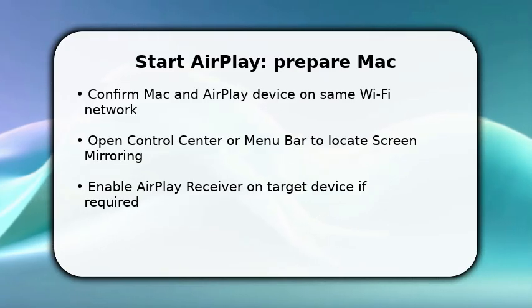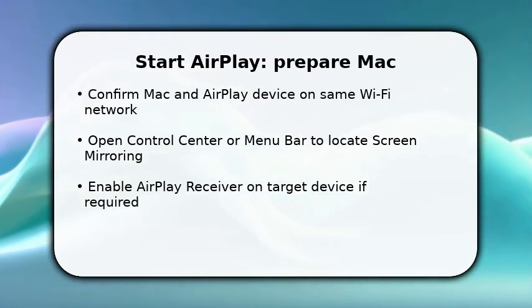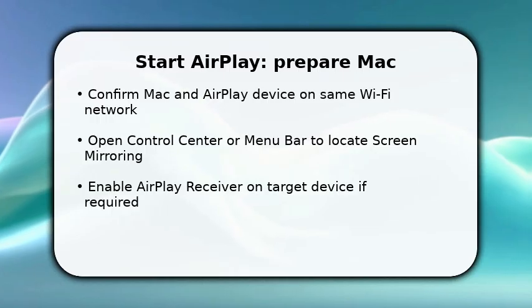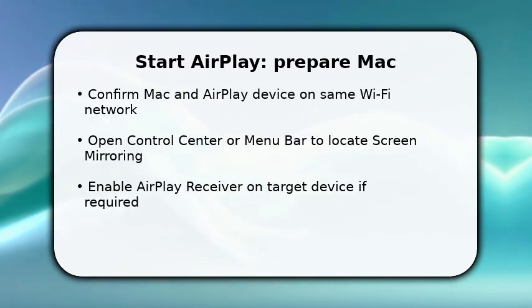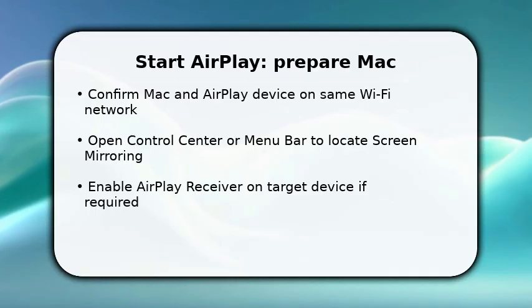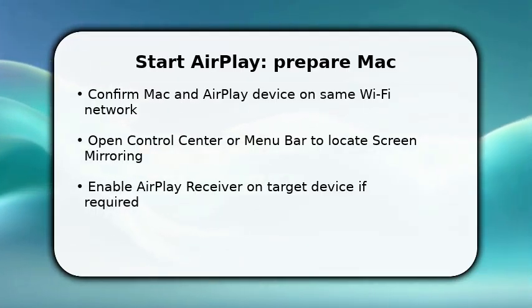You'll begin by getting both devices network ready. Make sure your Mac and the AirPlay receiver are on the same Wi-Fi. This avoids connection delays and packet loss. Next, open Control Center or check the menu bar for screen mirroring. That's where the session starts.